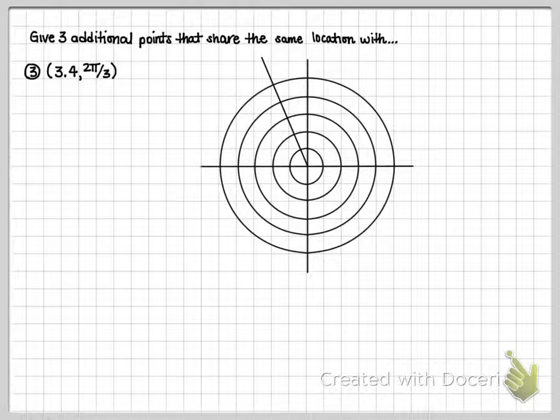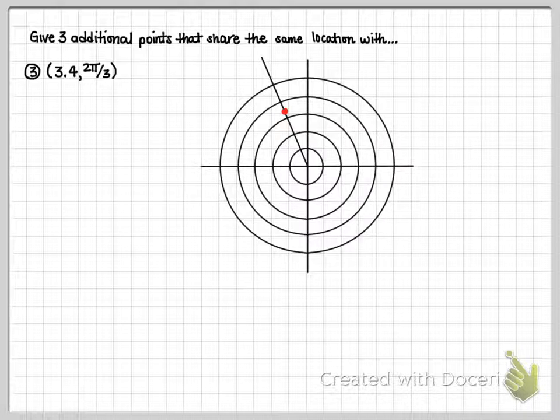Since it's positive, I'm going to go ahead and color it in red. It's the actual location. So I'll go out to the 3rd ring, so 1, 2, 3, and then I'll go a little bit less than halfway to the 4th ring. And I'll go ahead and plot that in red. So that's the actual location.